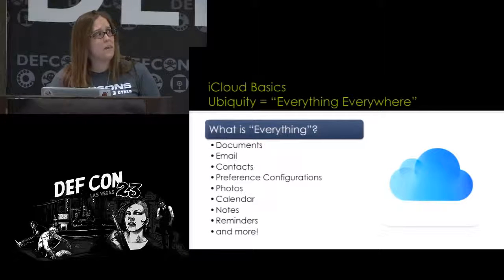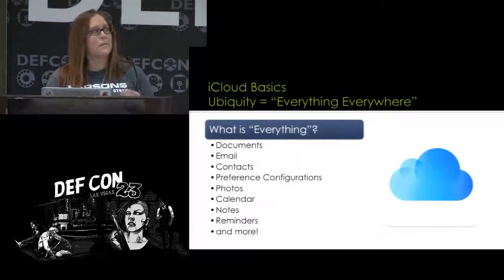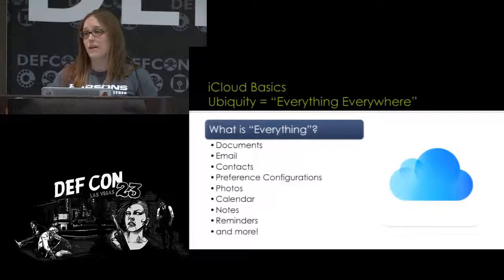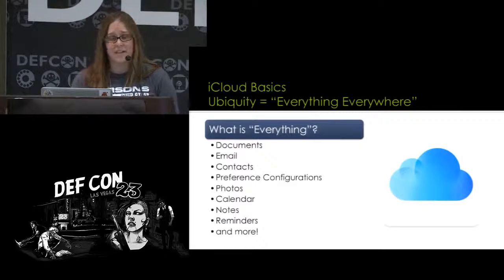So let's start off with the basics. Apple uses the term ubiquity. Ubiquity basically means everything everywhere, so it really does describe best how iCloud works. You can get your Word documents, your email, your contacts, messages, preferences, configurations, all sorts of stuff that you probably don't know about is hidden under a lot of the underbelly of OS X and iOS.